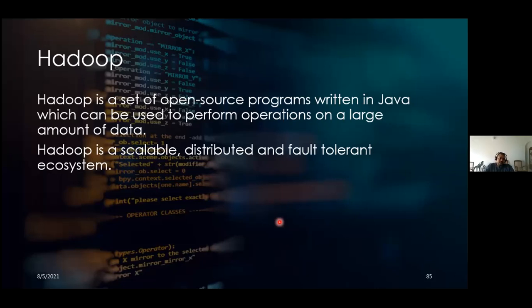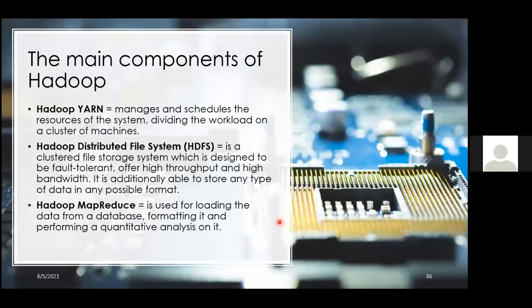Highly scalable. It's a distributed system rather than a standalone one, and what it does is create a bit of a fault tolerant ecosystem as well. Let me try and explain some of the concepts there. So there's Hadoop YARN, the distributed file system, and Hadoop MapReduce, right? MapReduce is used for loading the data from a database, formatting it, and performing a quantitative analysis on it.